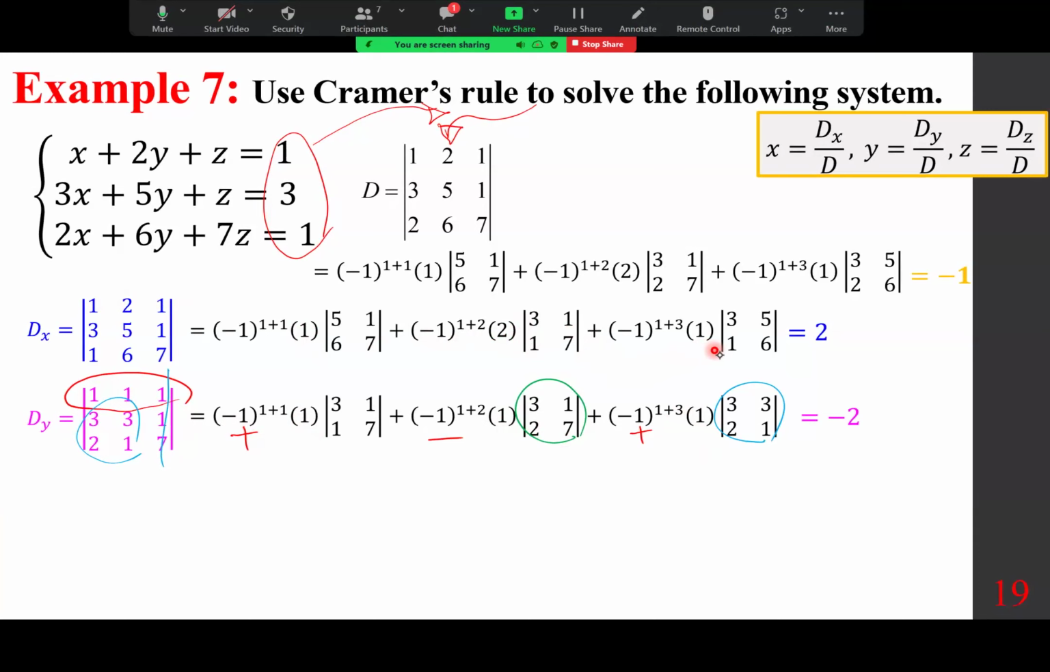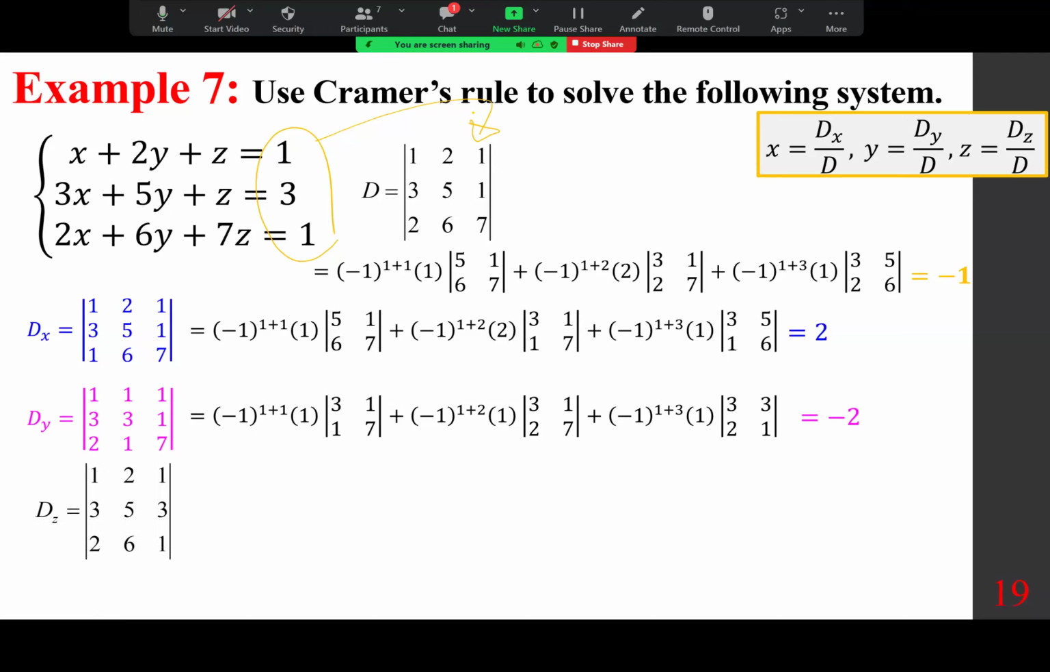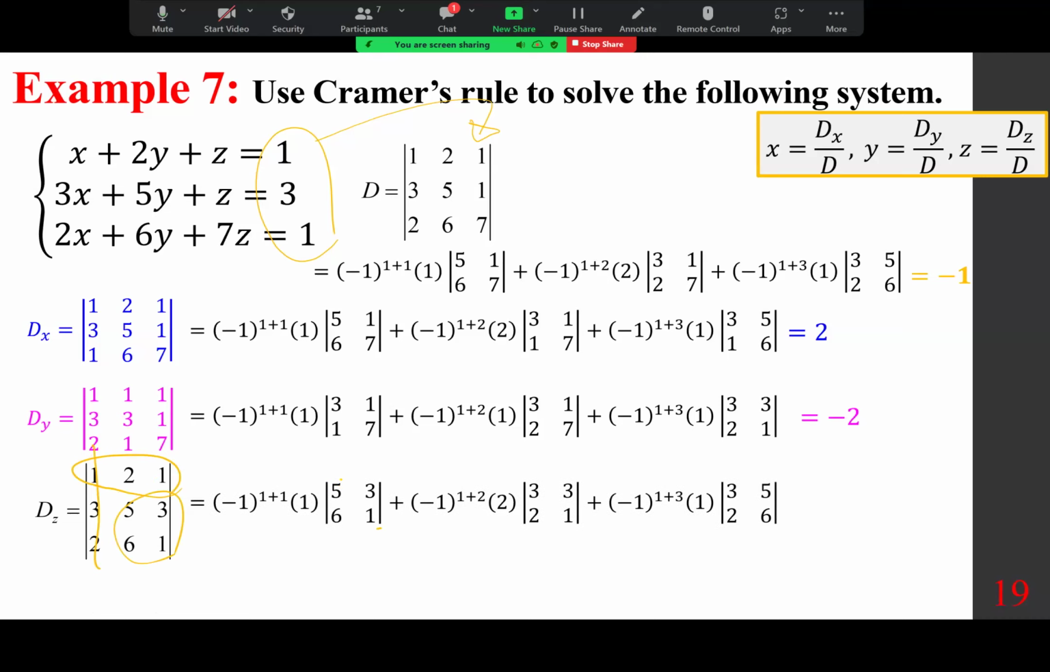We want to do d sub z. That means this last column is changed. So this will replace the last column to get d sub z. And if we expand it with respect to this one and cross this one, we get this one. Just look at this one. Again, please, you don't have to memorize anything. The first entry takes a positive sign, then they alternate. And look at the numbers, 1 here, 2 here, and 1 here.